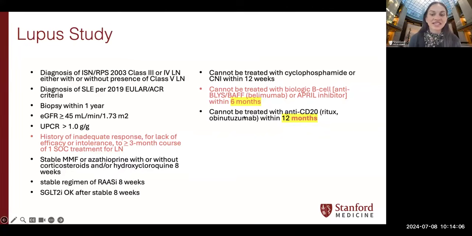And what's been really hard is they cannot be on cyclophosphamide within 12 weeks, calcineurin inhibitor within 12 weeks. They cannot be on the Benlysta that I've been talking about. They cannot be on any of these rituximab or obinutuzumab. I didn't talk about it. And so what's hard is that when our nephrologists are seeing these patients in the community and they see that they're not doing well, they do a biopsy and they find out that they have lupus nephritis, they might start these drugs, and that takes away the option of the patient being in our trial. So it's been really difficult.